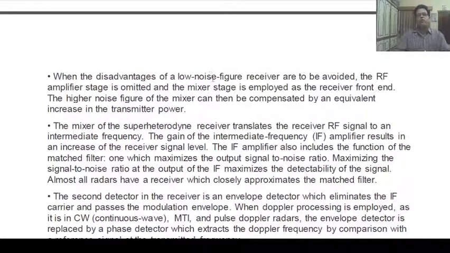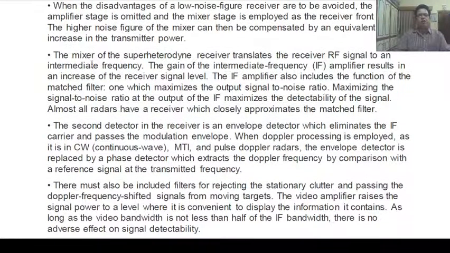When the disadvantages of a low noise figure receiver are to be avoided, the RF amplifier stage is omitted and the mixer stage is employed as the receiver front end. The higher noise figure of the mixer can then be compensated by an equivalent increase in the transmitter power. The mixer of the superheterodyne receiver translates the received RF signal to an intermediate frequency. The gain of the intermediate frequency, IF, amplifier results in an increase of the received signal level.